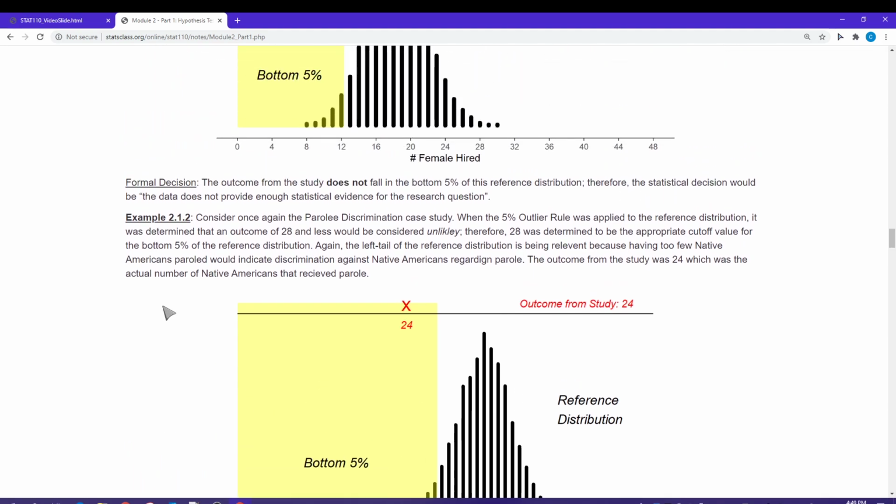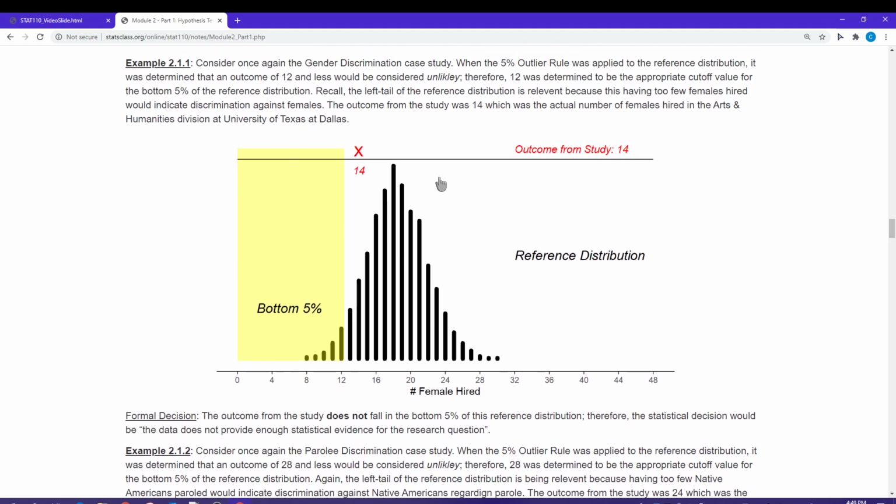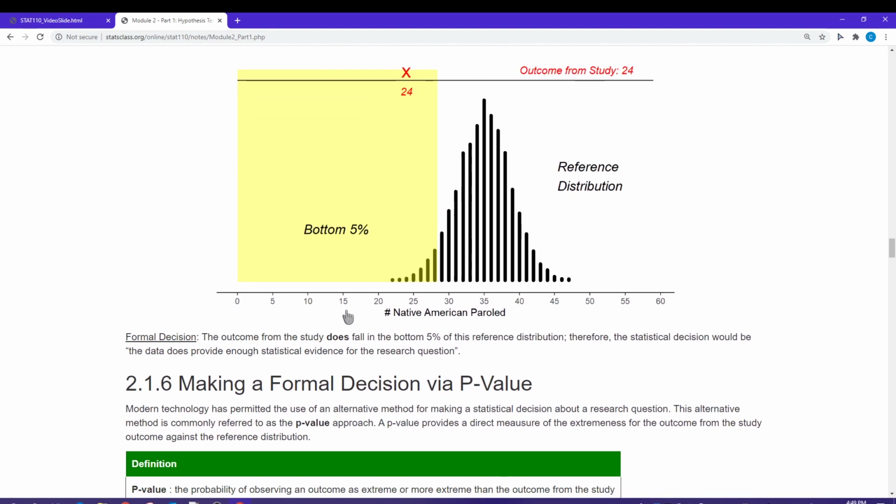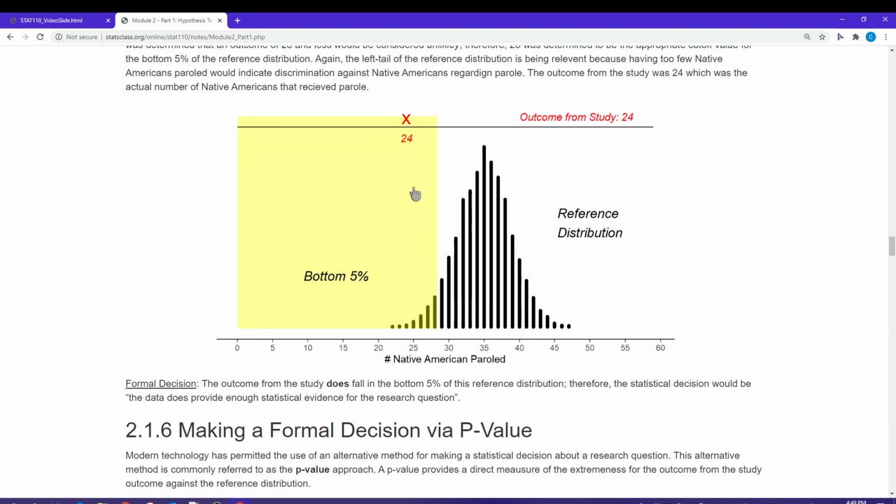Well, in both of those cases, in the gender discrimination case, we did not have enough evidence for the research question because the study outcome did not fall in that bottom 5%. However, in the Native American paroled example, we do have enough statistical evidence to say that seeing 24 is unusual, or is an outlier. We do have enough evidence to say that discrimination was likely taking place against Native Americans being paroled in Nebraska during the time of that study. Again, because 24 does fall in that bottom 5%.